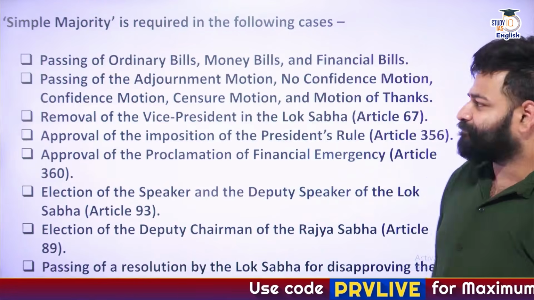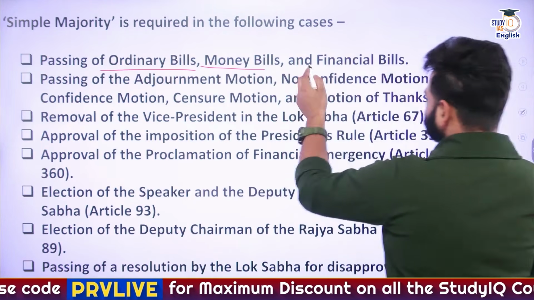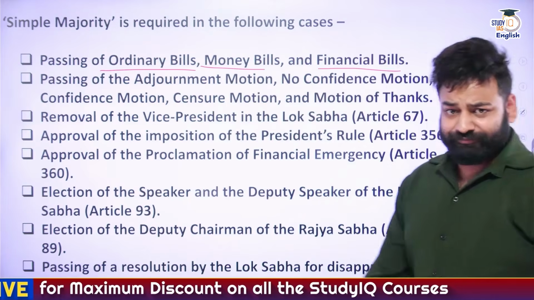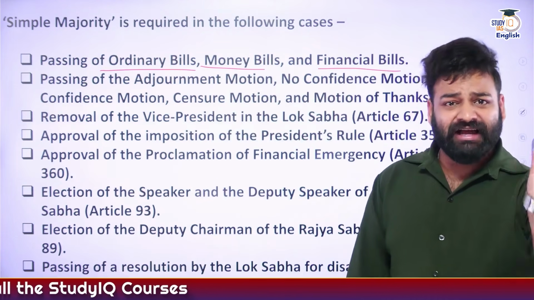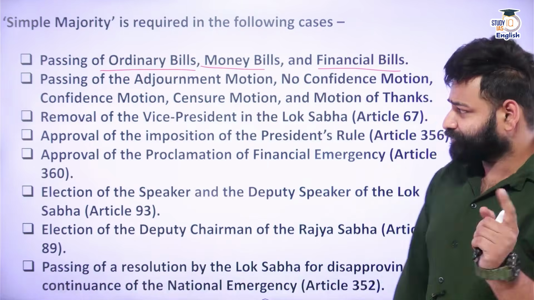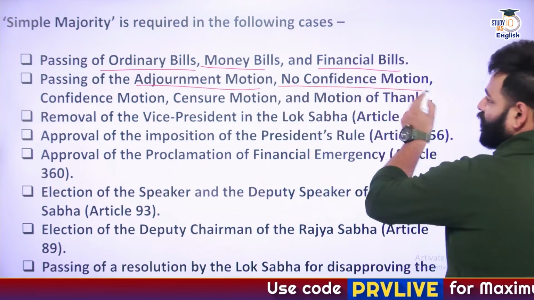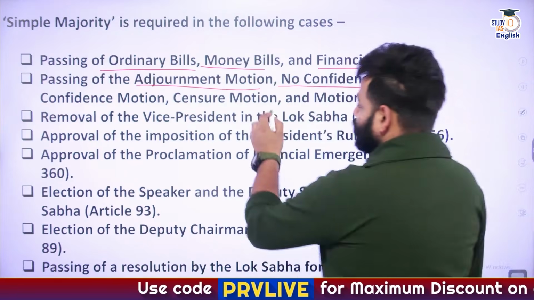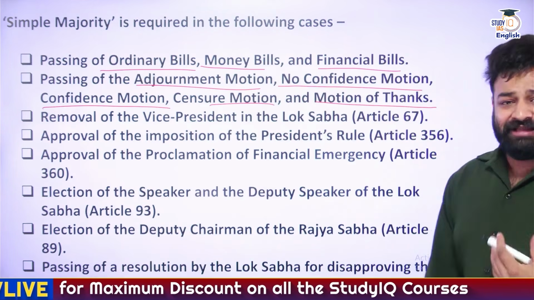Now the areas where we can use simple majority: passing of ordinary bills, money bills, or even financial bills. In the previous lecture, we already discussed the difference between money bills and financial bills. Next, passing of the adjournment motion, no confidence motion, censure motion, confidence motion, and the motion of thanks.